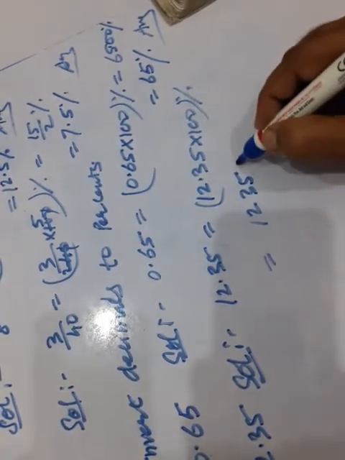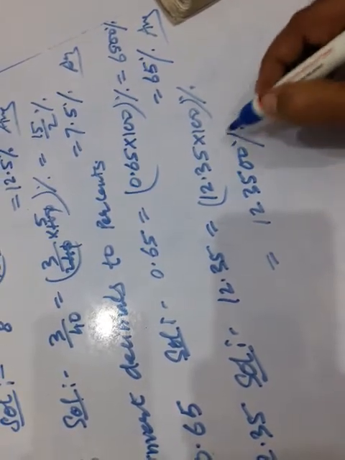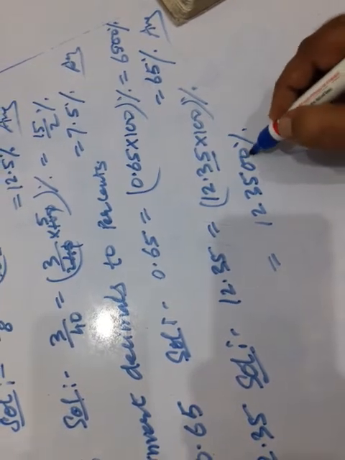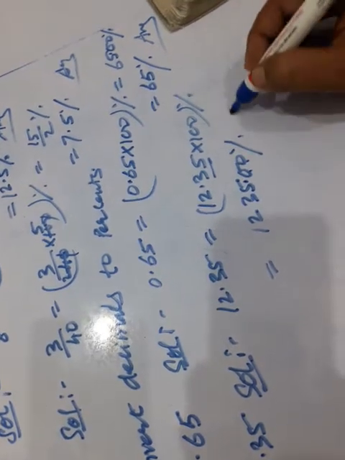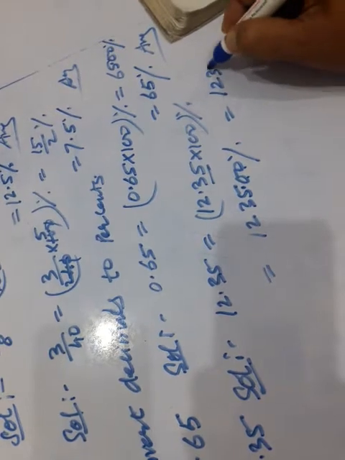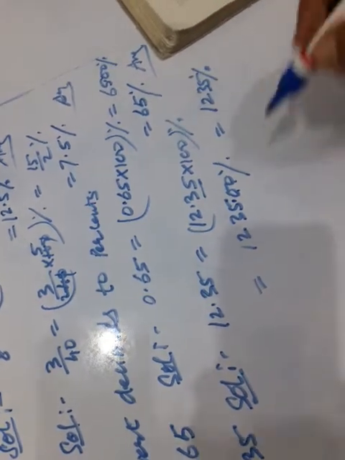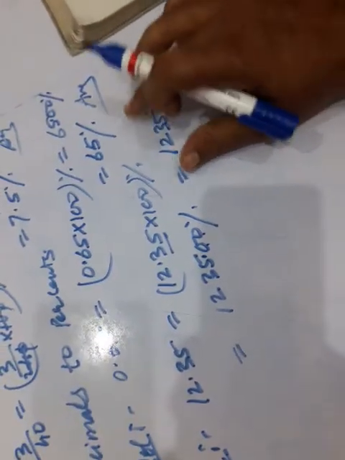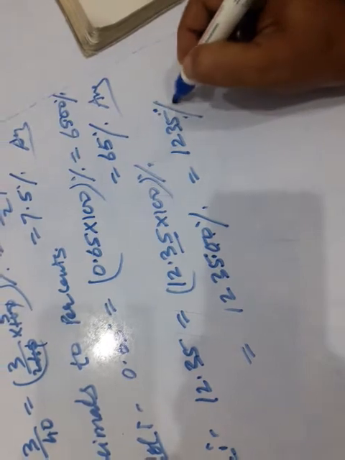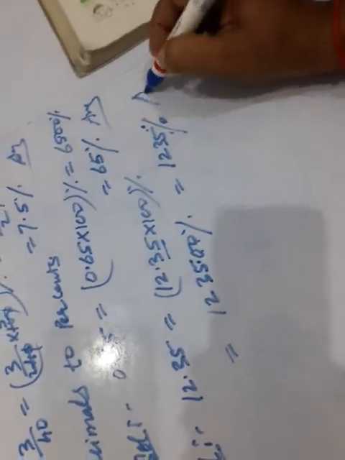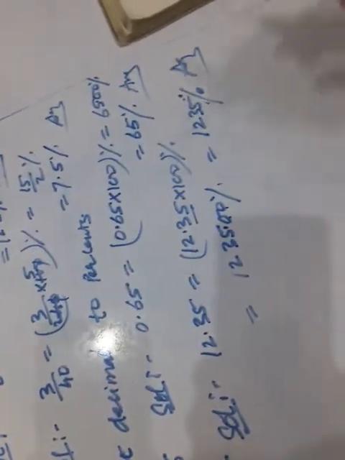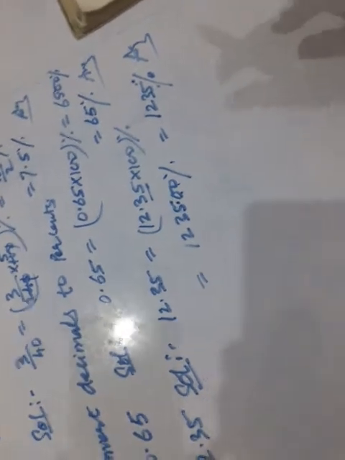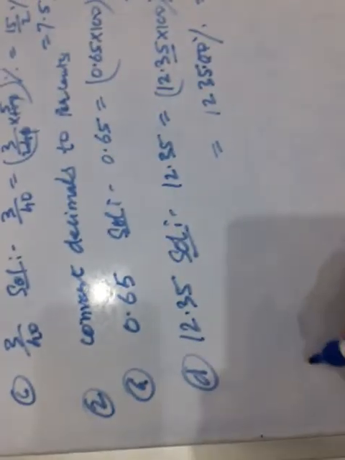12.35 into 100, and two zeros are there, where the number of decimal places is 2. That is 1235%. Okay children, what is this? That is 1235%. This is the percent symbol. Clear? This is the answer. So this question number 2 is also over. Now let us see question number 3 of the exercise. What is this about?